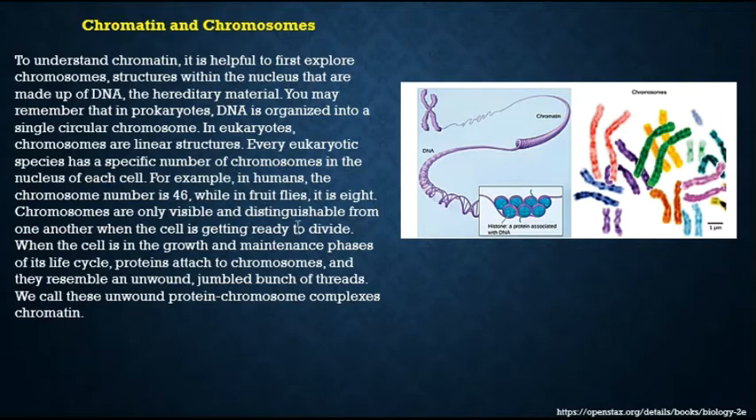Chromosomes are only visible and distinguishable from one another when the cell is getting ready to divide. When the cell is in the growth and maintenance phase, proteins attach to chromosomes and they resemble an unwound, jumbled bunch of threads, like this. We call these unwound protein-chromosome complexes chromatin. This chromatin condenses to form these chromosomes. This happens during the metaphase of the cell cycle. We will move over to the cell cycle and I will describe it to you in detail.